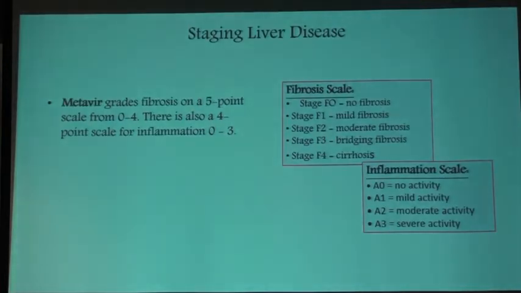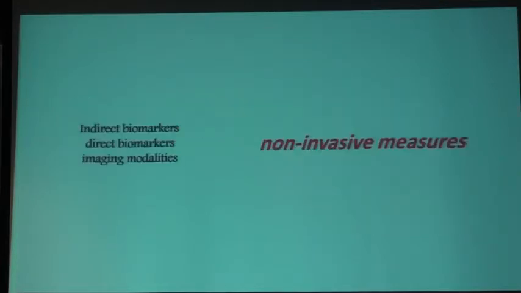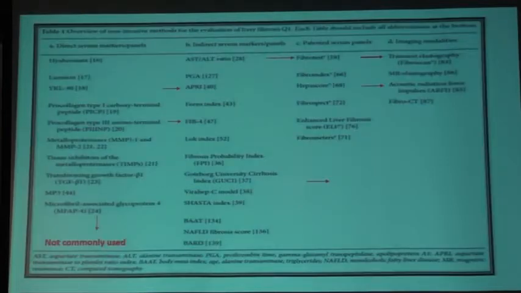Here is the Metavir scoring system from 0 to 4, 5 scores from 0 to 4, and one of the benefits of getting a liver sample is to assess the inflammatory scale or the degree of inflammation, which could be from 0 to 3. What about the non-invasive measures, which I think are important now for all of us because of the liver biopsy and the problems with liver biopsy.